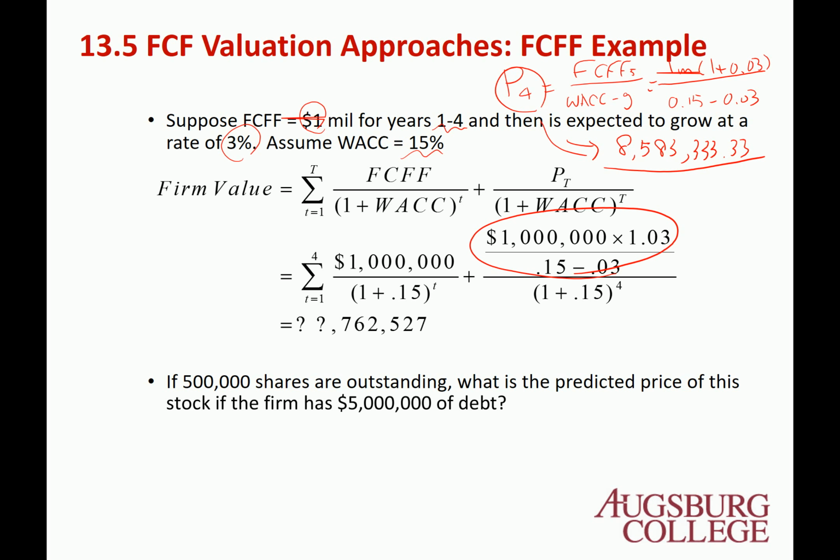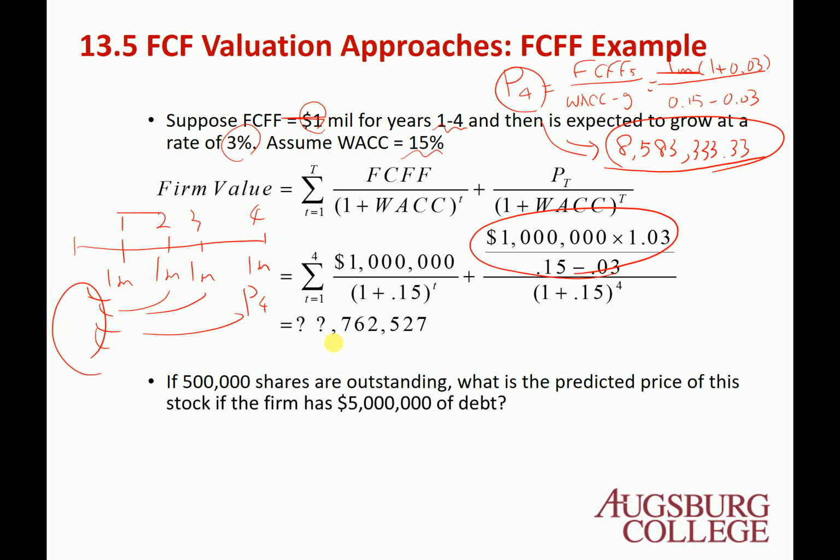Now we can compute from year 1 to 4. Our free cash flow is 1 million in each, then price 4, which is this one. Back to the present, everything. That's the firm value. The firm value will be 7,762,527.05. Now, because this is firm value, we need to get the equity value.